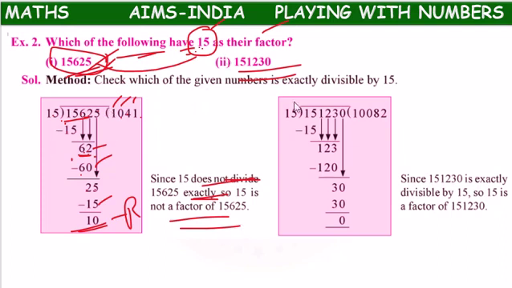Let's see the second one with 15. We can take 15 here. 15 one time, 15.